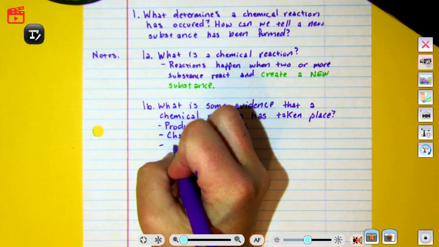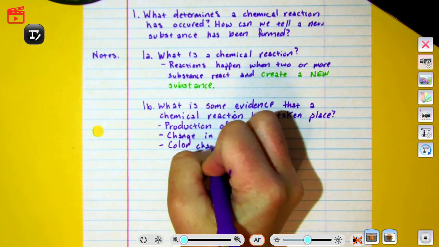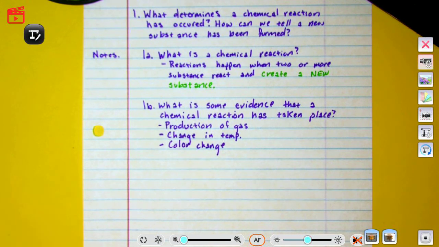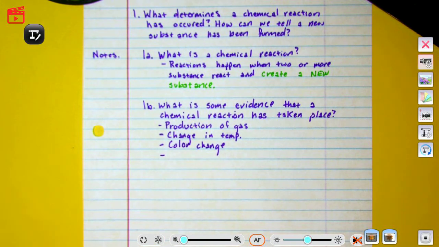Another thing would be a color change. Now, a color change does not always mean a chemical change. If we mix a bunch of paint together, it's not really a chemical change. They just blended, so you got to be careful on that. If we paint a chair, we didn't make a chemical change. We just put some color on a chair. All right. Another one is a production of light.